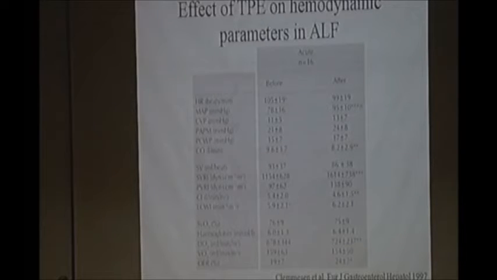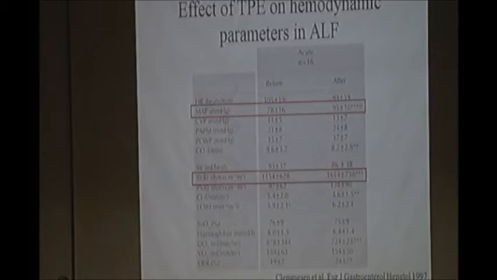Way back in 1997, the same Danish group had shown that therapeutic plasma exchange leads to increased mean arterial pressure, that is, improved hemodynamics, in adults with acute liver failure. And this was mainly due to an increase in systemic vascular resistance index, probably due to washing out of endotoxins, and not due to any change in cardiac output. Cardiac output in fact decreased from baseline.